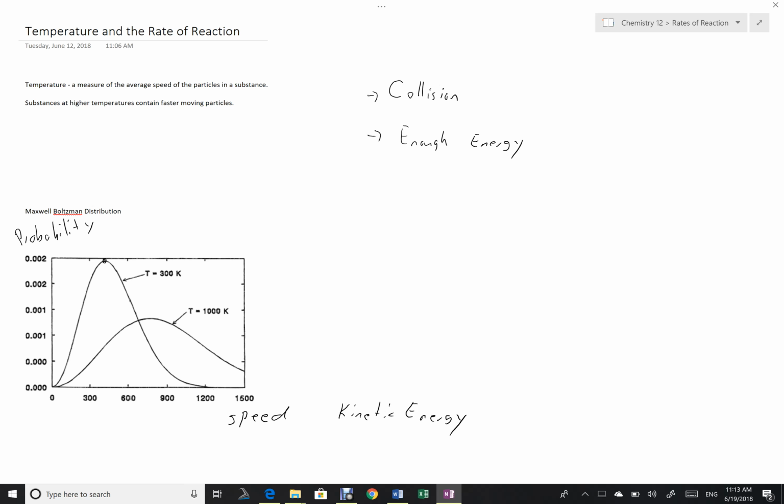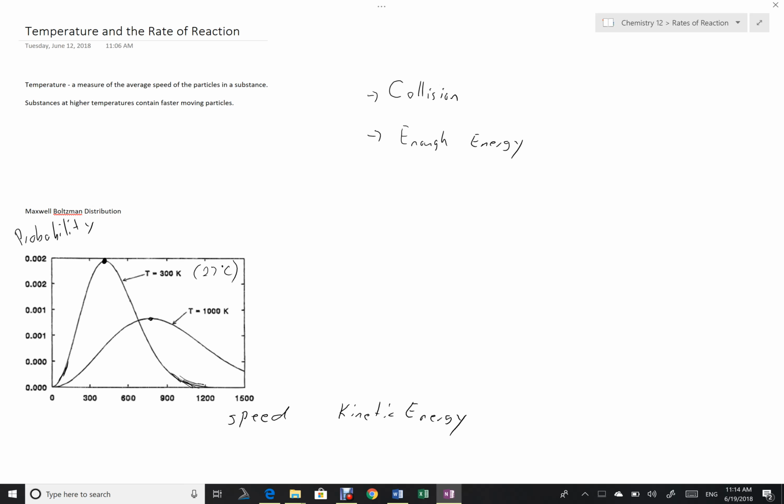So for this graph, this is the most common speed for particles, somewhere about 400 meters per second. On this graph, this is the most common speed of particles, somewhere around 750 meters per second. But we can see that not all of the particles at 300 degrees Kelvin or 27 degrees Celsius have the same speed or the same energy. Some of them are going faster, these guys up here, and some of them are going slower. What we can see is as you get faster and faster and faster, the likelihood of particles having that speed gets lower and lower and lower.